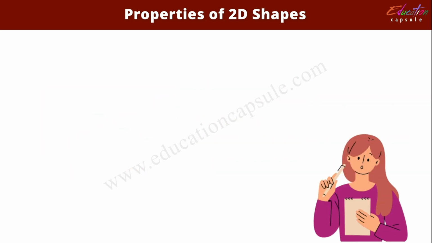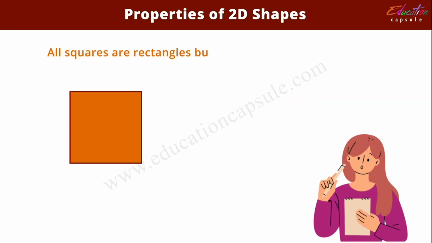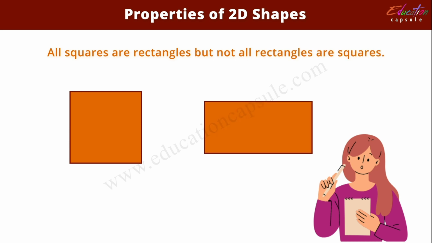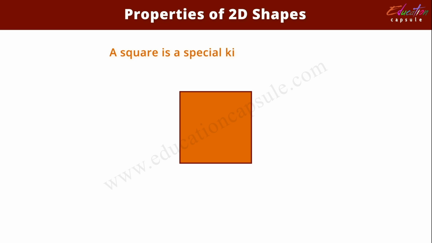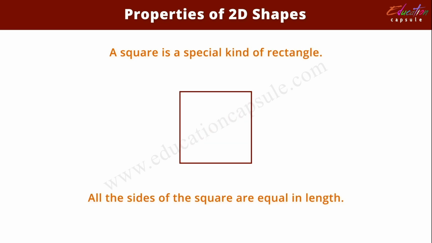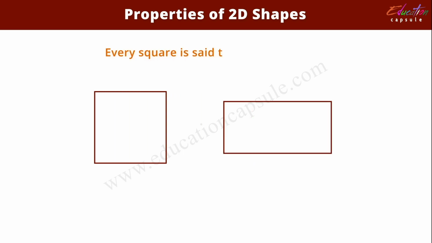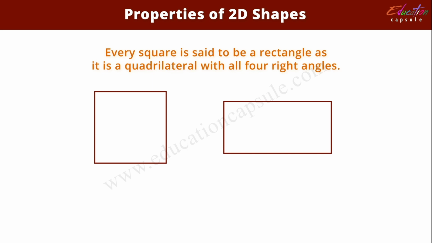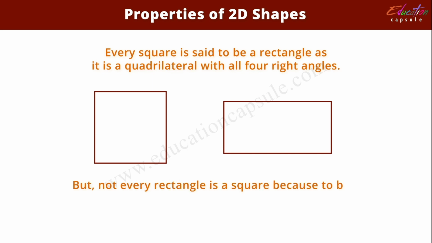Did you know all squares are rectangles, but not all rectangles are squares? A square is a special kind of rectangle. All the sides of a square are equal in length. Every square is a rectangle as it is a quadrilateral with all 4 right angles. But not every rectangle is a square, because to be a square its sides must be the same length.